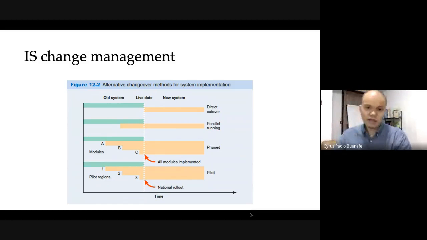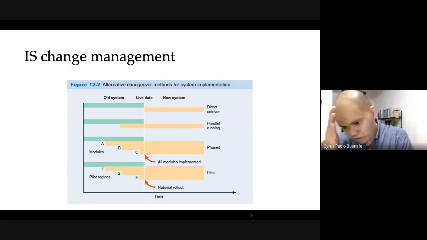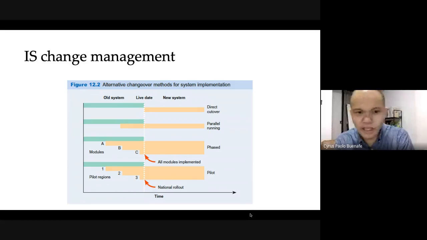You have your old system. After a certain date, known as the live date, you now have to use the new system. It's like a cold turkey or a big bang type of approach, right? And this is perhaps the old way of doing this. It's simple enough. You have a specific date. After this specific date, we start implementing the new system, and the old system you can forget about.